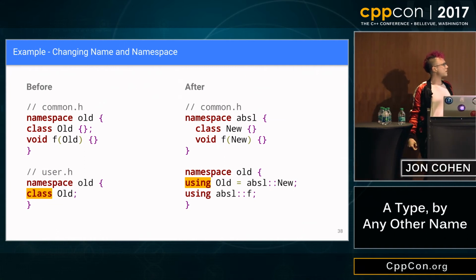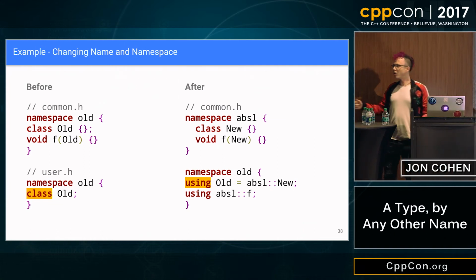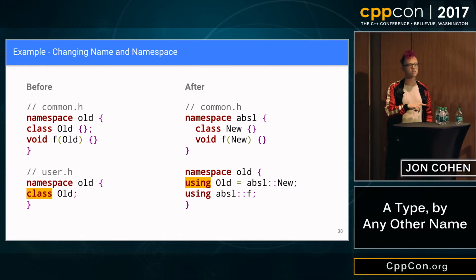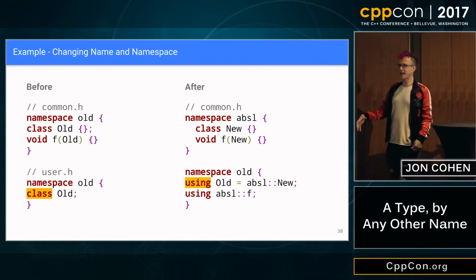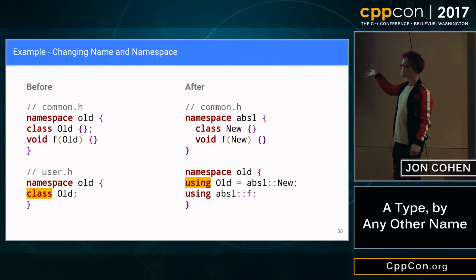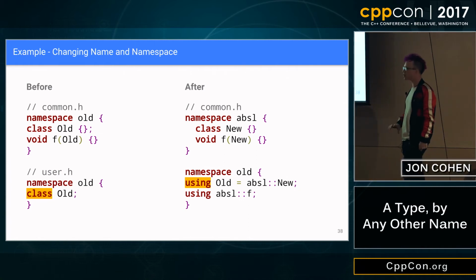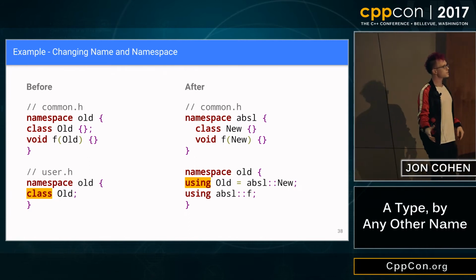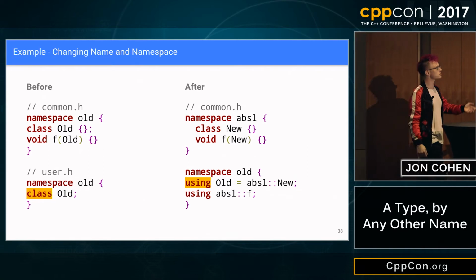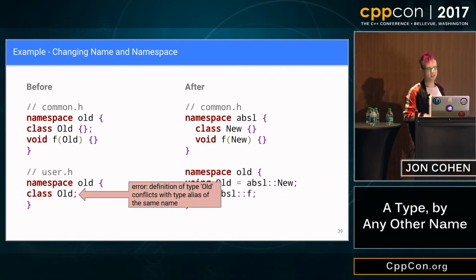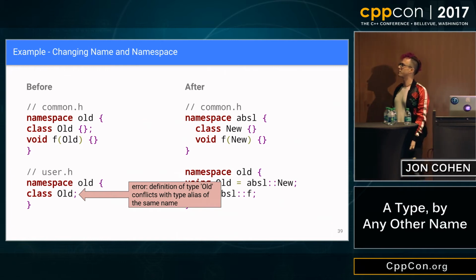we're confusing the compiler here. The user over here is saying, yeah, old is a class or struct. Actually, I think if old is declared as a struct, this still works. The compiler thinks old is a class type. But the library maintainer, who's actually in charge of it, says, no. Old is a type alias. Old isn't a type at all. It's not a class. It's not a type. It's just another name for absil new. And indeed, we get this compiler error. Definition of type old conflicts with type alias of the same name.